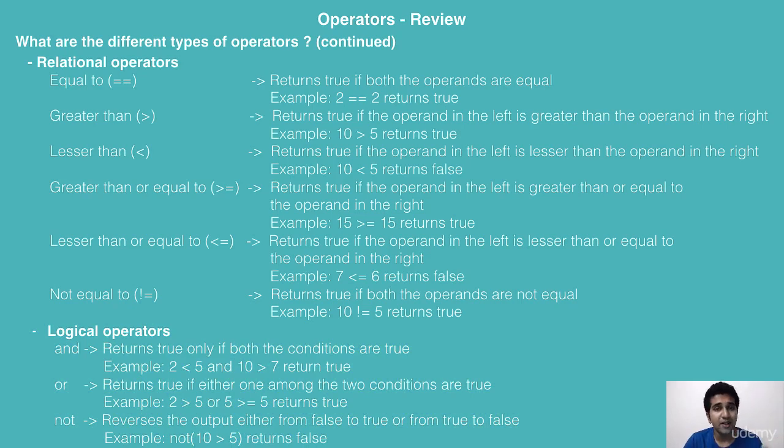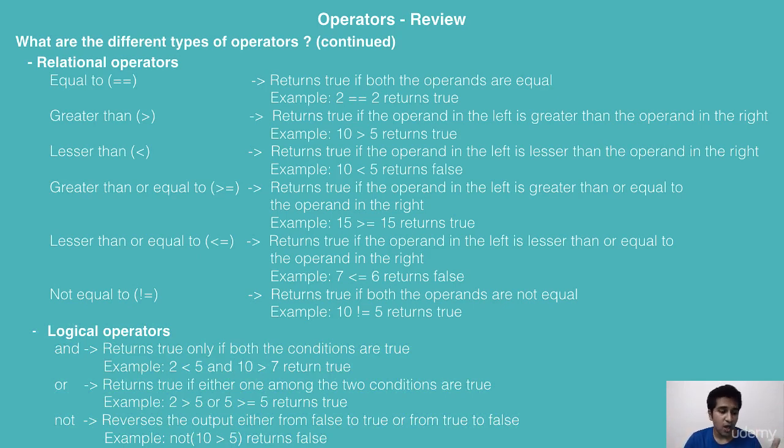Next, what we saw was the OR operator. Now, OR operator needs one of the two conditions to be true. In this example, we first check if 2 is greater than 5, which is false. So now what we do is we check if the second condition is true. The second condition is 5 is greater than or equal to 5, which is true, because of which the output of our OR is true.